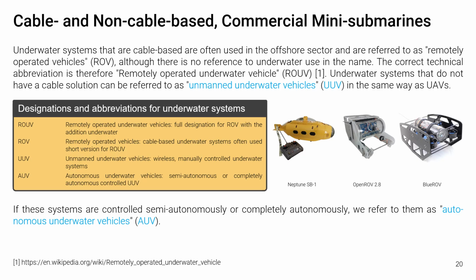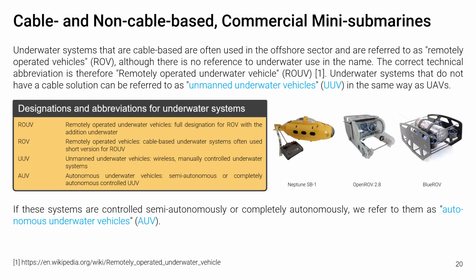The correct technical abbreviation is therefore Remotely Operated Underwater Vehicle, respectively ROUV. Underwater systems that do not have a cable solution can be referred to as Unmanned Underwater Vehicles, or UUV, in the same way as UAVs. If these systems are controlled semi-autonomously or completely autonomously, we refer to them as Autonomous Underwater Vehicles, respectively AUV. The table in the middle shows the four designations with abbreviations once again.